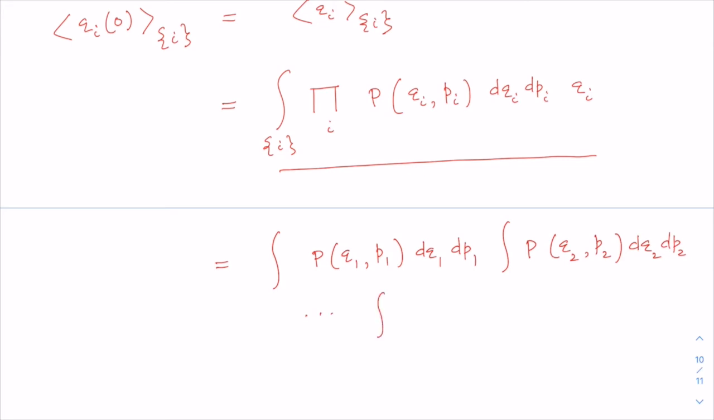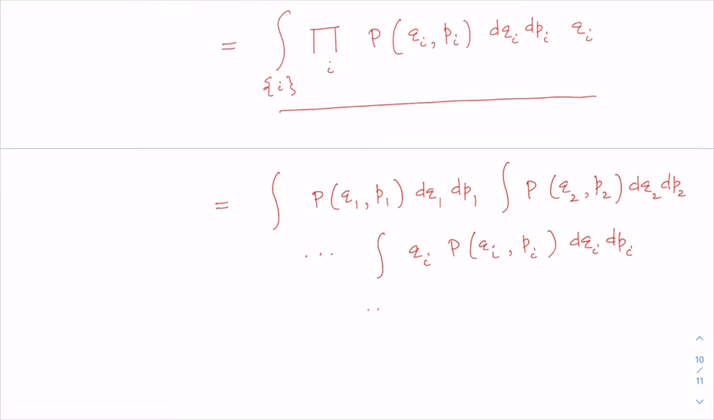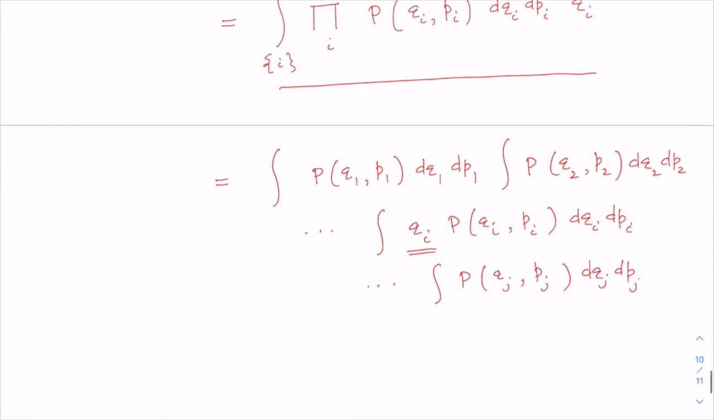But we are now interested in working it out. The variable we have is QI, so we have this probability function QI, PI, and we have DQI, DPI, and then we can also have another, say, jth oscillator, so QJ, PJ, so DQJ, DPJ, but we need to calculate only the QI, the ensemble average for this particular oscillator.